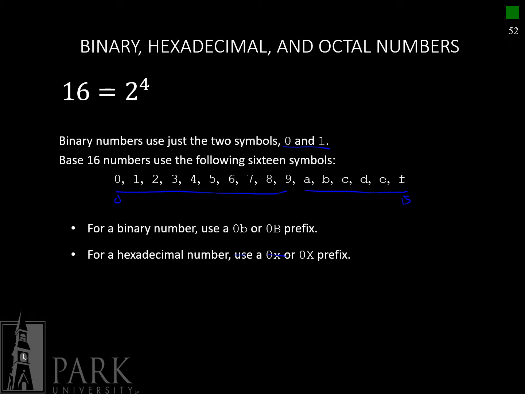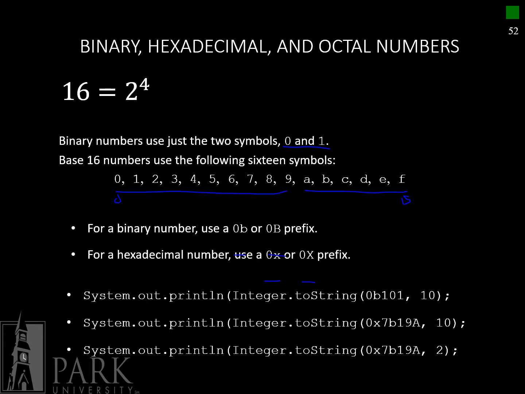For a hexadecimal number, you use 0x or capital X. Often you'll see hexadecimal numbers used for memory locations and things like that. So if you ever see 0x and then a location, that's what it means: this is a hexadecimal number, not a binary number. We're going to take a look at a program that gives you an example of these concepts in use.